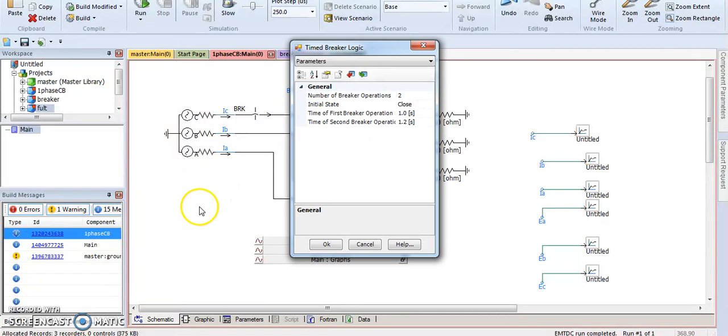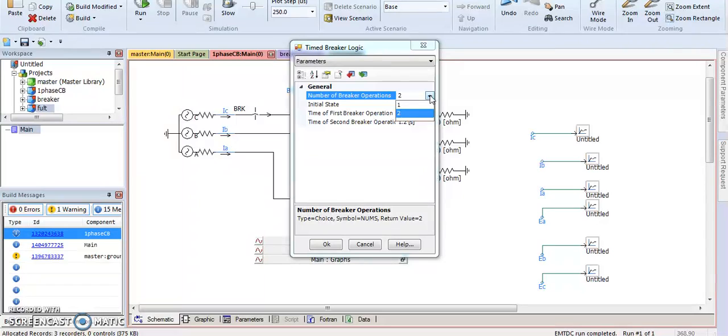We can find the first parameter is the number of breaker options. What does the number of breaker options mean? This means how many states, or how many operation states, there will be for this circuit breaker. If you put two, this means you have two operation states, either open or close. So this one you have to choose two. This means how many situations the circuit breaker will operate in.